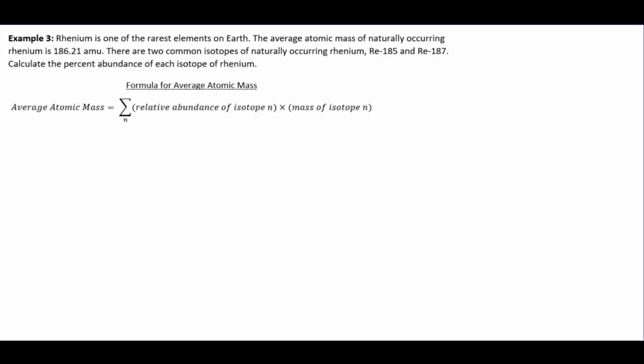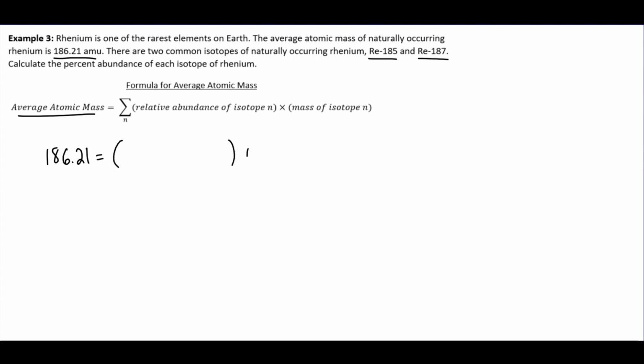We've got rhenium as one of the rarest elements on Earth, and we know the average atomic mass of naturally occurring rhenium is 186.21. We have 2 common isotopes, rhenium-185 and 187. And for this one, we want to calculate the percent abundance of each isotope. So here, we're going to use the formula, but we know this number right here is 186.21.